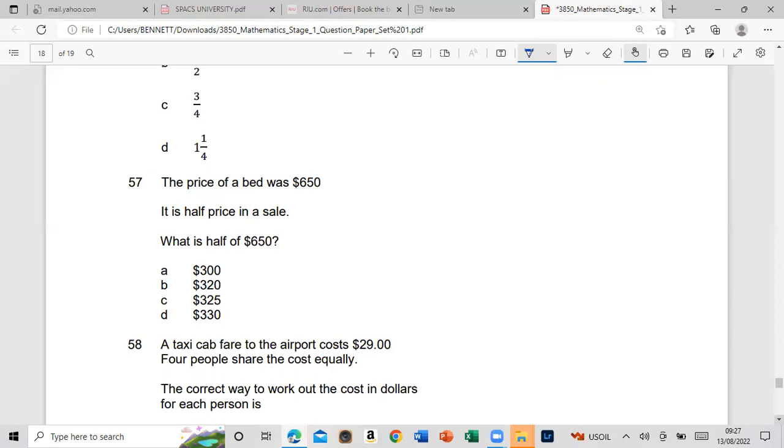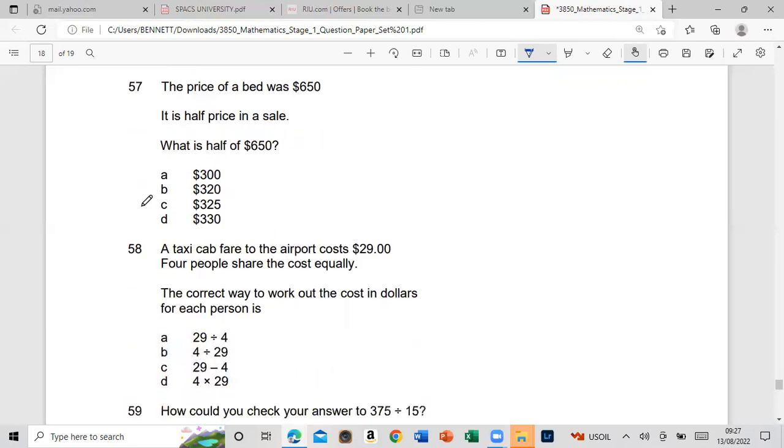All right, the price of a bed was $650. It is half price on sale. What is half of $650? 325. $325. Very good. All right, so let's move on to 58. We're almost finishing now, guys. We're finishing at 9:30. So that will be $325.